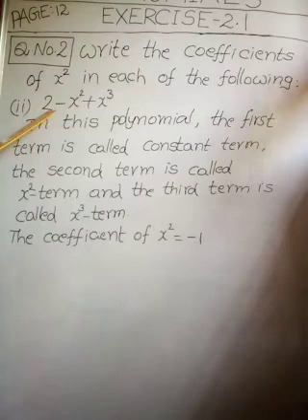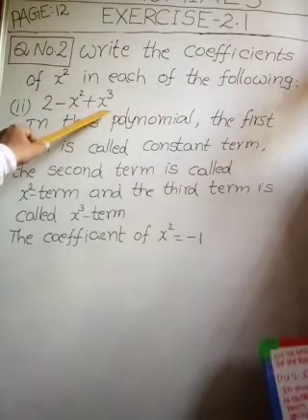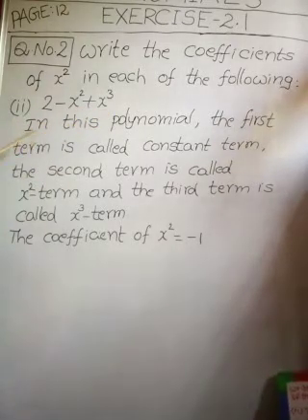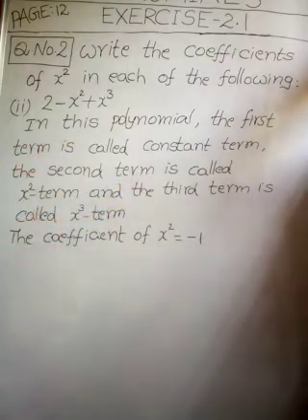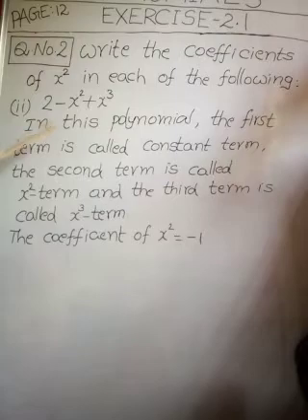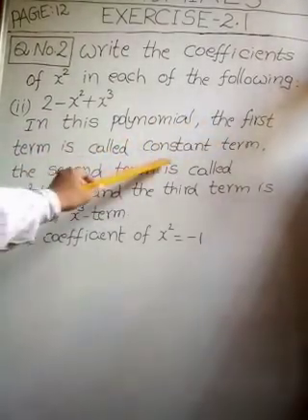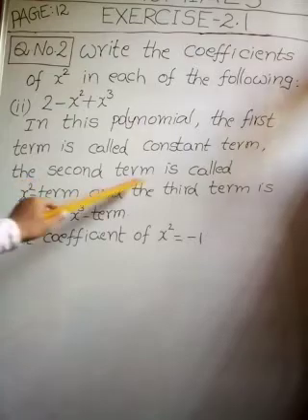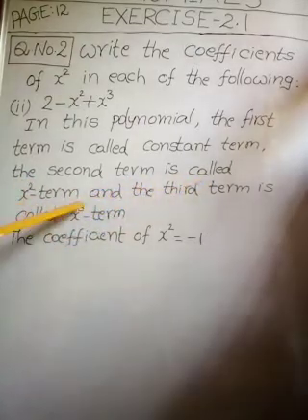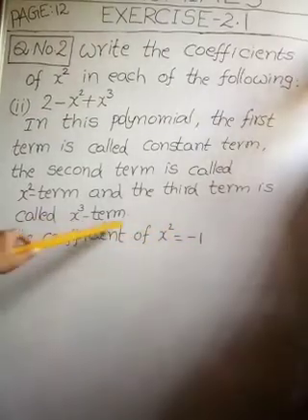That is why the first term is called constant term. And the second term is called x square term. And this third term is called x cube term. That is why I wrote this sentence clearly. Okay, my children, is it clear? In this polynomial, the first term is called constant term, the second term is called x square term, and the third term is called x cube term.